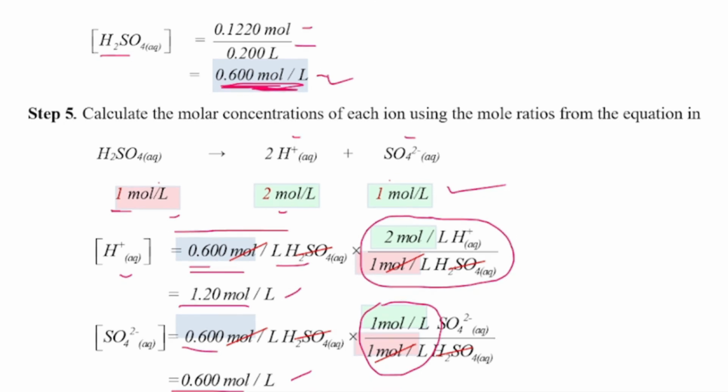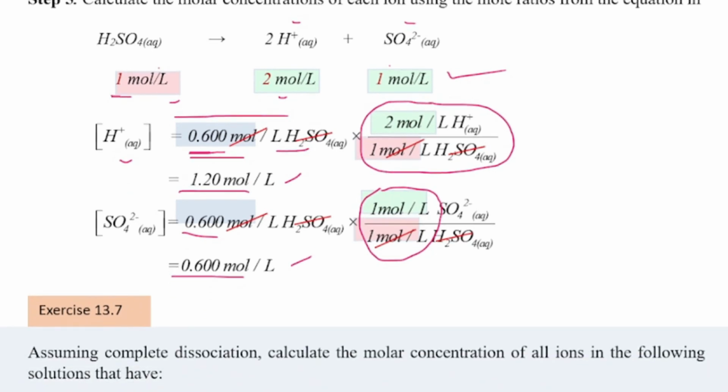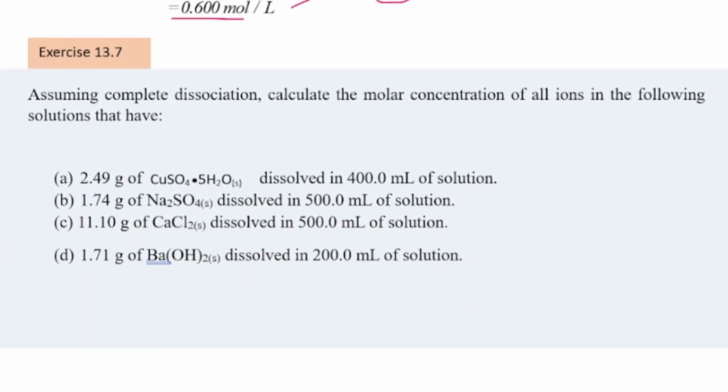So what you do, you take that amount that you calculated, put it aside here, and multiply by the mole ratio of the ion that you want to find out, as given by this equation here. It'll be 2 moles of hydrogen ions for every 1 mole of that, and you multiply by this, and you end up with this. Same thing for sulfate, but the only thing is your mole ratio is 1 to 1, and that's what you have there. All right, next. You're given a few to do there.